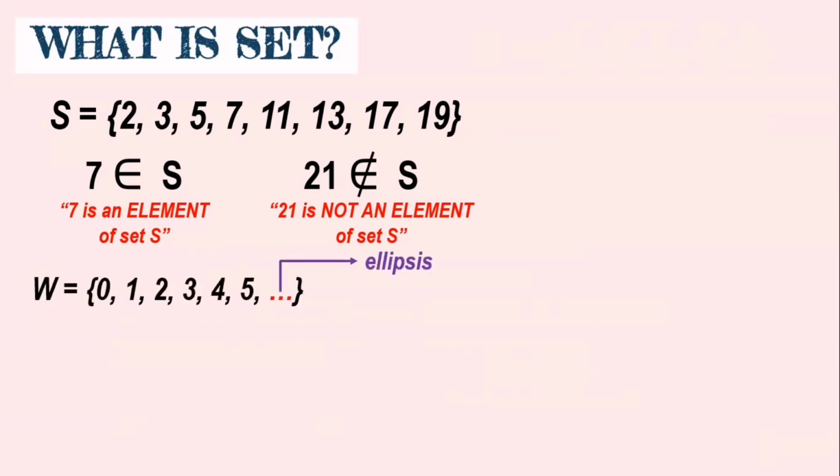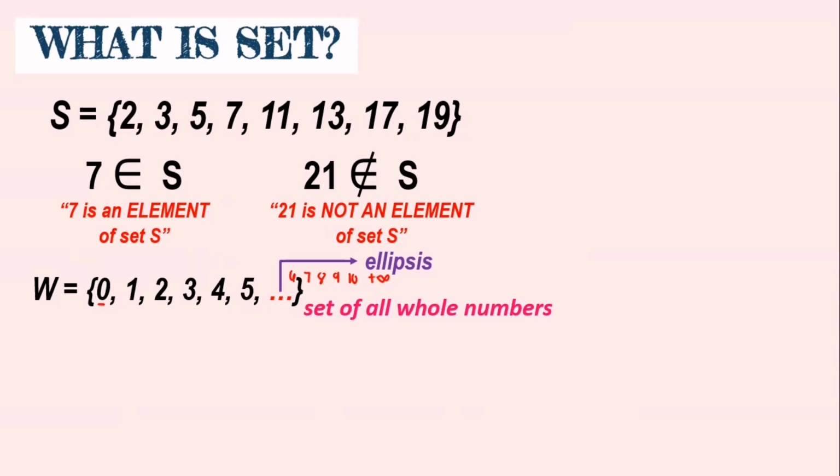So ibig sabihin, kapag nakakita po kayo ng 3 dots, ibig sabihin po niyan ay ellipses. Na kung saan kapag nakita kayo niyan, ibig sabihin ang mga susunod na number ay 6, 7, 8, 9, 10, etc. up to positive infinity. So from that, we can tell that this set is a set of whole numbers, because whole numbers ay nag-start sa 0.